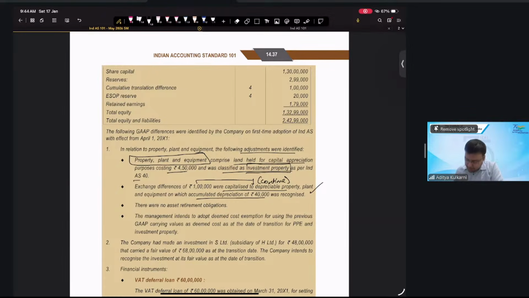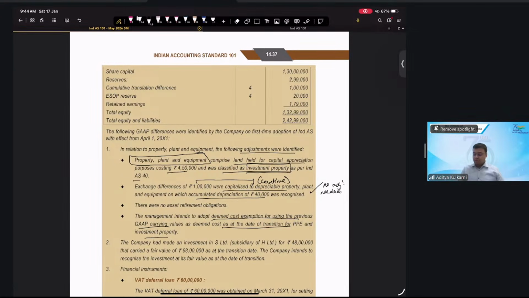You don't have to do any adjustment. No adjustment needed. There were no retirement obligations. So no adjustments needed. The management intends to adopt the deemed cost exemption for using the previous GAAP carrying values as deemed cost at the date of transition for PPE and investment property.